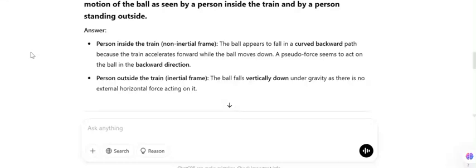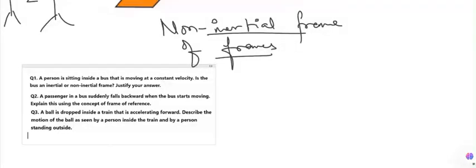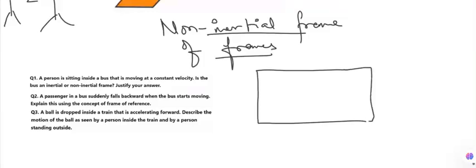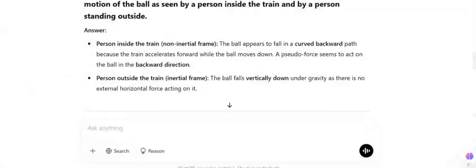The ball is dropped, so it will appear like this. Suppose this is the bus. It has been dropped from here, so it is moving in this direction, and it will appear to be falling here. Making sense? Yes, ma'am. So it will be non-inertial inside. Here a pseudo force seems to be acting in the backward direction and hence it is falling like that.